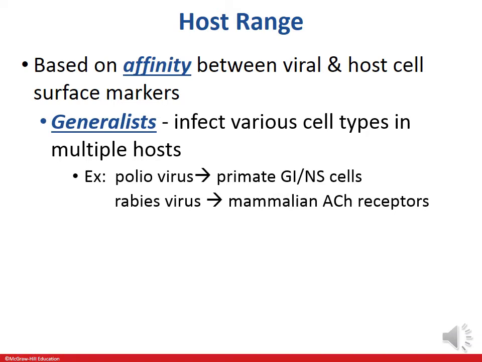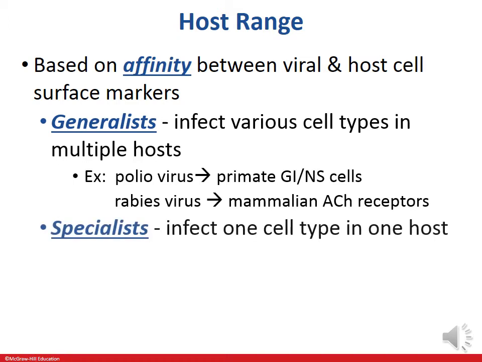The rabies virus has so many mammalian hosts because its affinity is for acetylcholine receptors. So think about where acetylcholine receptors are: on every muscle in every mammal. Now that doesn't mean every mammal that encounters the rabies virus is capable of passing it on, and we'll talk about that when we get to the nervous system diseases. But it can in fact infect multiple species, so that would be a generalist.